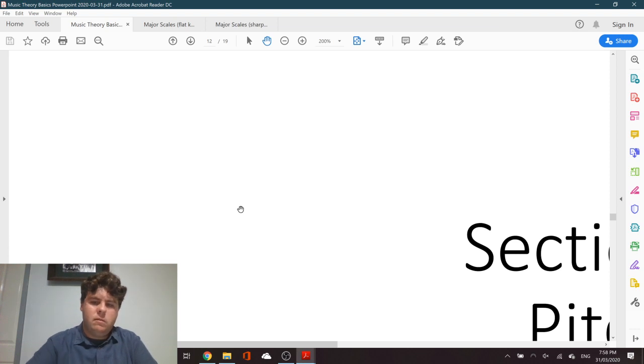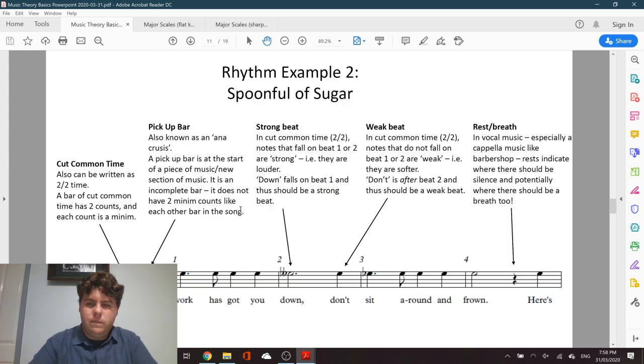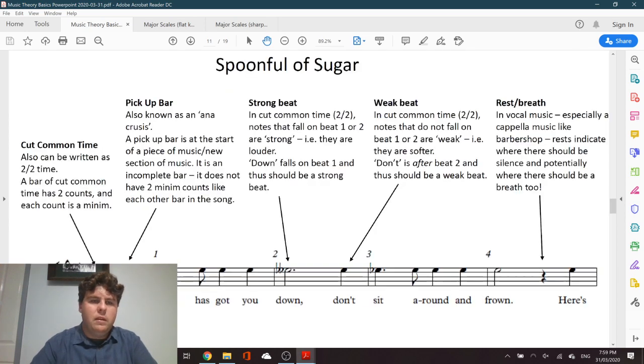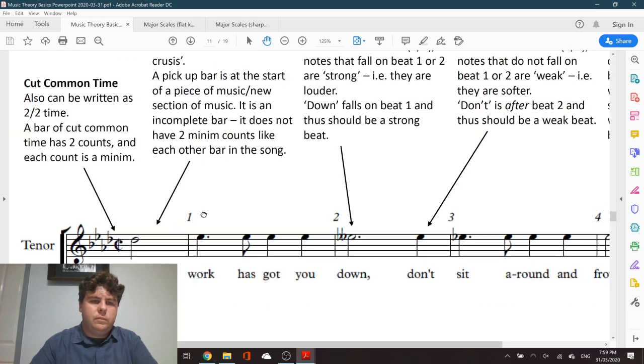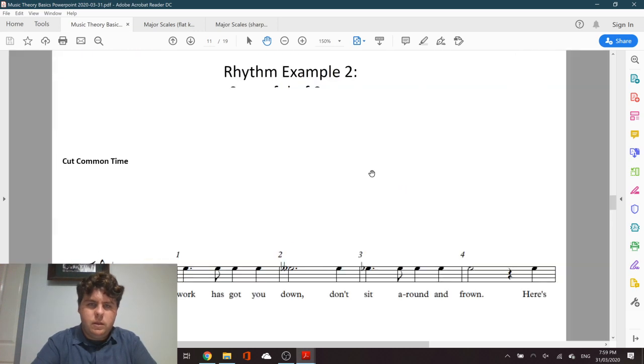Oops, I've lost it. Oh, what did I do there? There we go. So yeah, that's what an incomplete bar or a pickup bar is. Here we go.